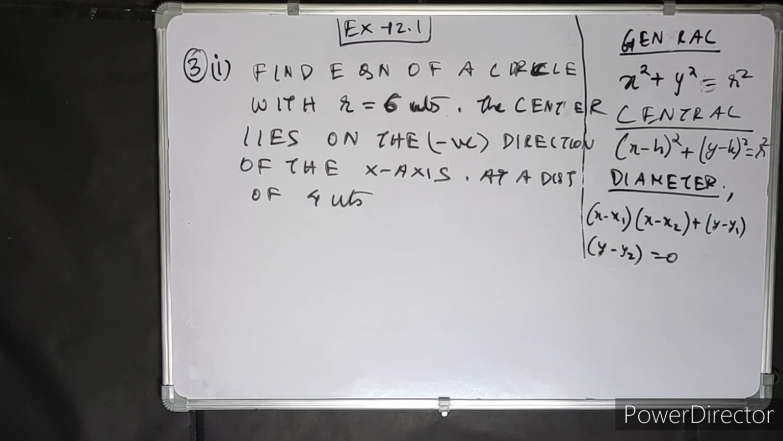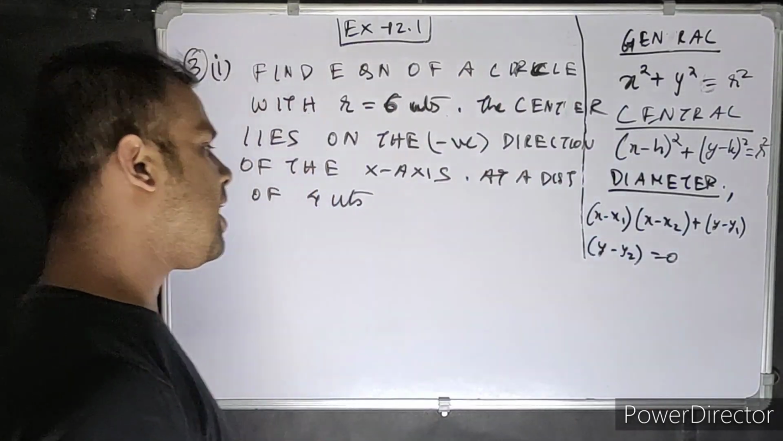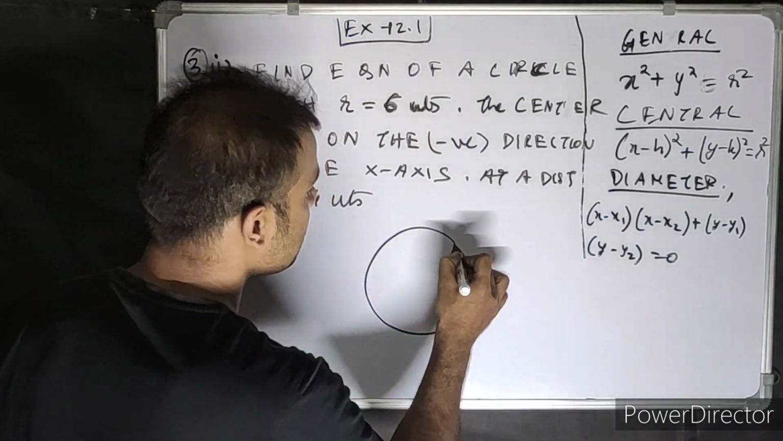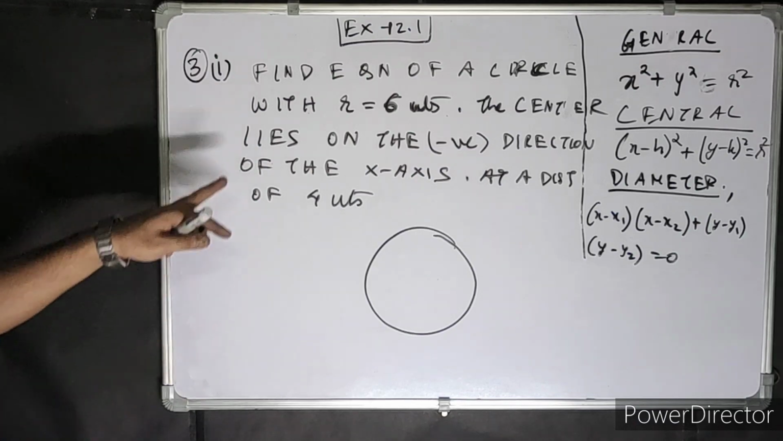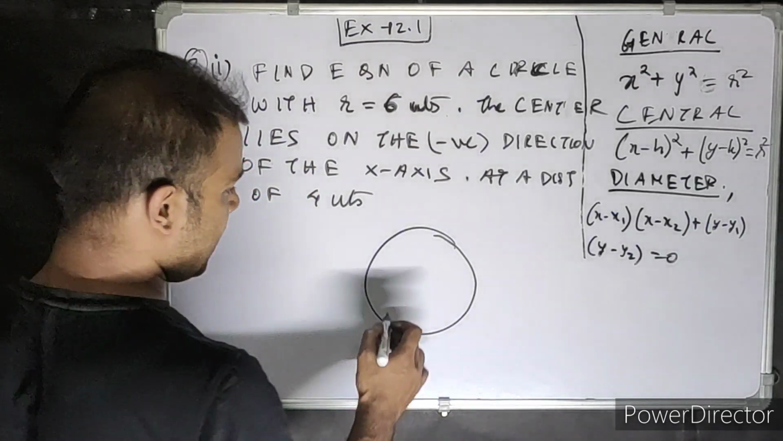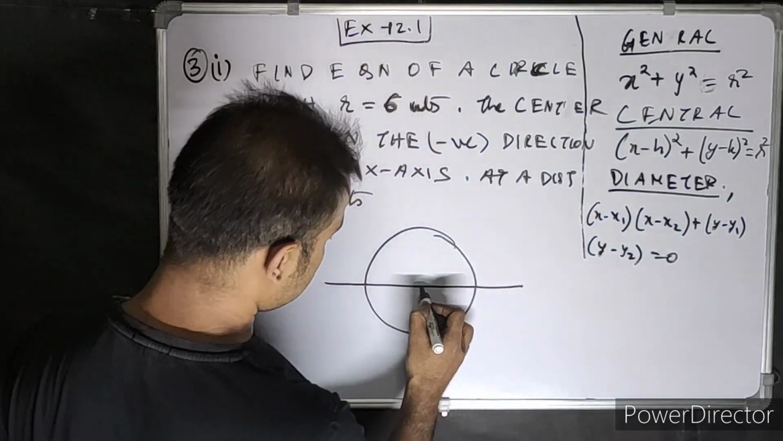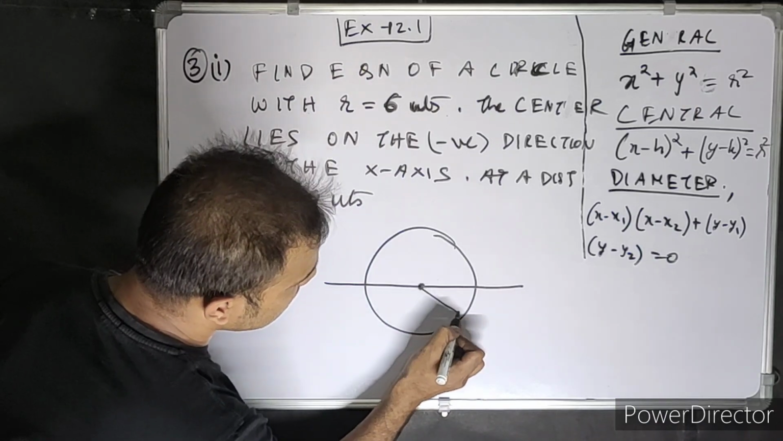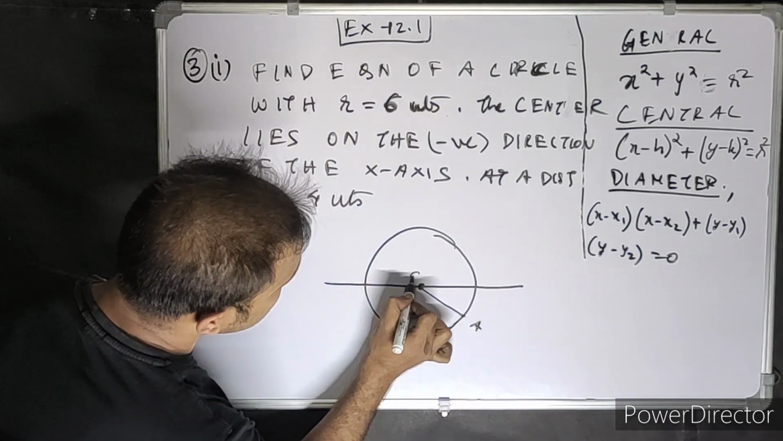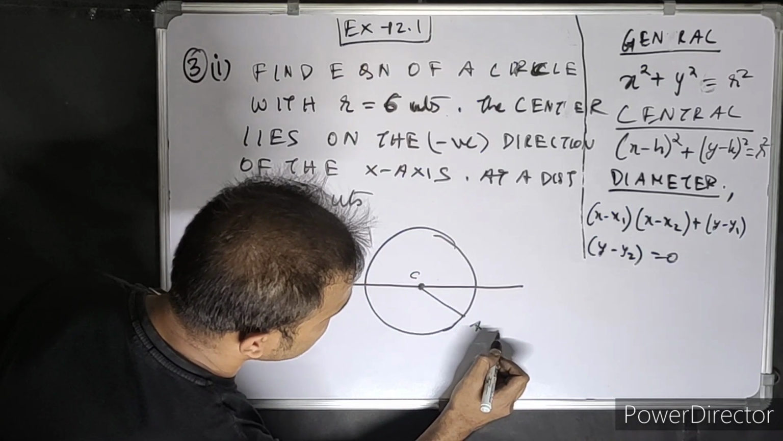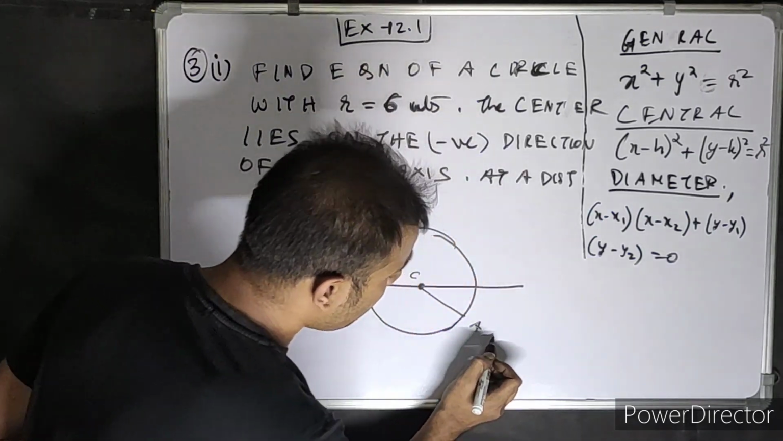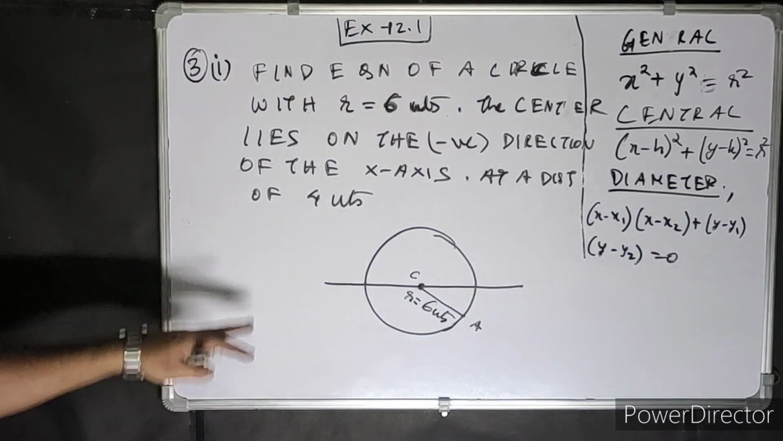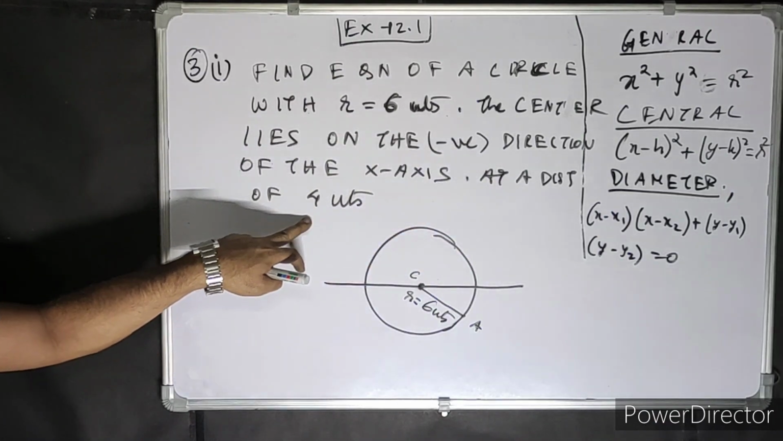Now look at this. You have to find the equation of the circle whose radius is already given and its center lies in the x-axis. That means if you draw the circle like this, then you know that the radius is 6 units and its center lies in the x-axis. This is the x-axis and this is the center that's lying in the x-axis. Okay, this is A, this is the center C, and the radius is given as 6 units.